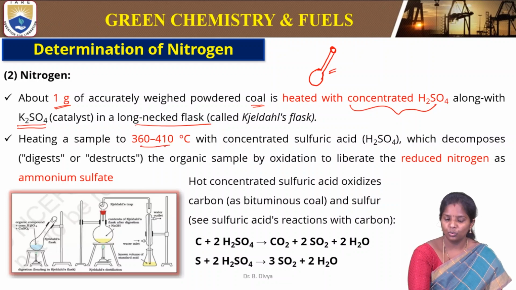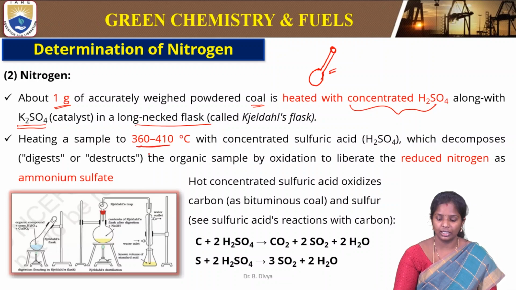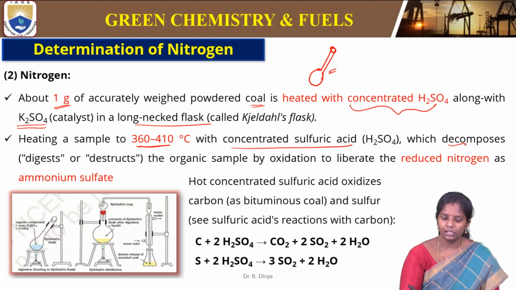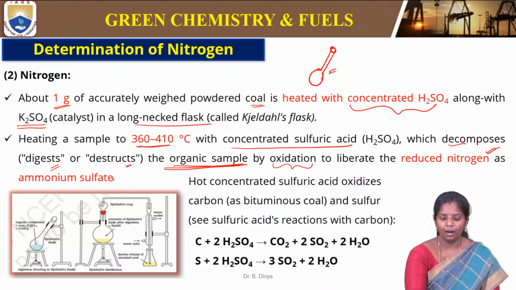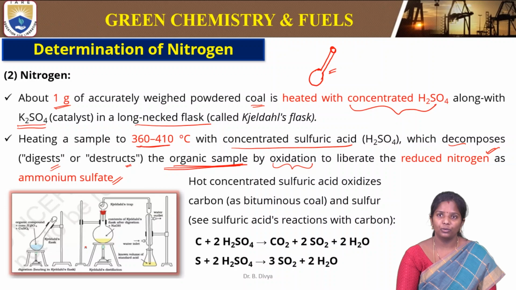So heating the sample to 360 to 410 degrees centigrade with concentrated sulfuric acid digests, or destroys, the organic sample. Any nitrogen in the form of organic matter, as we have already discussed, is present due to proteinaceous matter that is degraded into coal. So only the organic compounds will contain nitrogen, and that will degrade due to sulfuric acid. By oxidation, it liberates reduced nitrogen as ammonium sulfate. So that will convert into ammonium sulfate.